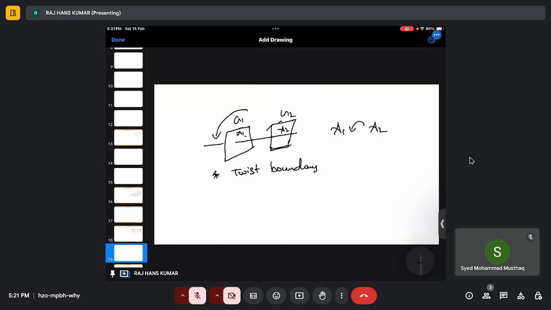Now, during tilting, there are different types of tilt boundaries. So first, let's talk about low angle tilt boundaries. Low angle tilt boundaries mean the angle is below 15 degrees. Now, how does that look like?